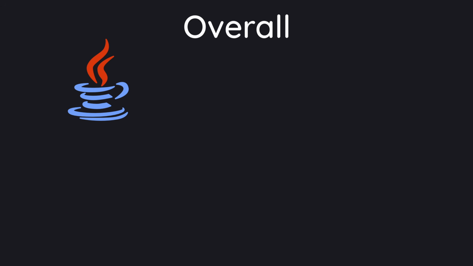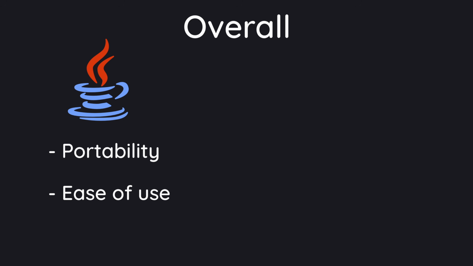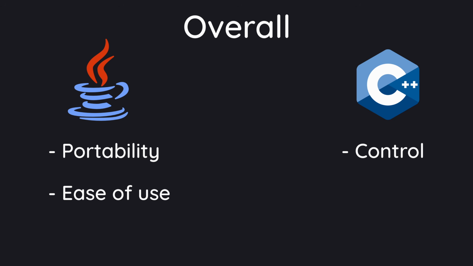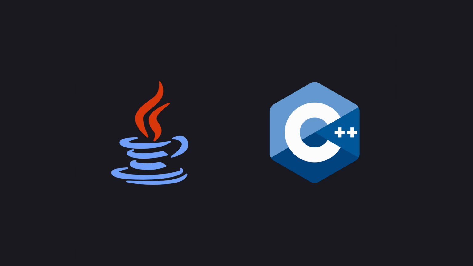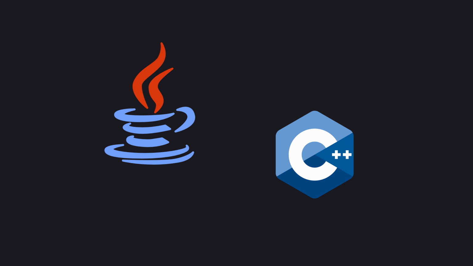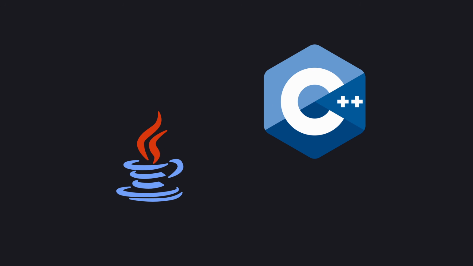Overall, Java focuses on portability and ease of use, handling a lot of lower level stuff like memory management for you. C++ gives you more control and flexibility, but that comes with more responsibility and potential bugs. I know that this was not a deep dive into either of these languages, but if you're used to using one and you're curious on how the other operated, then I hope this helped.